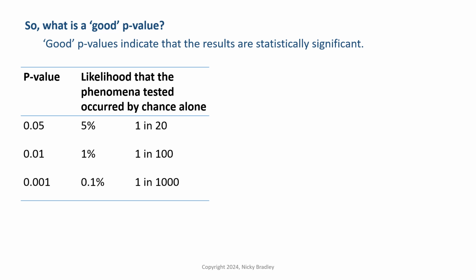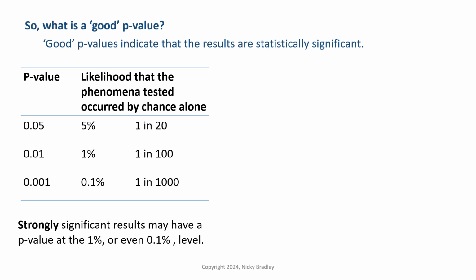Going even smaller, if you have a 0.001 p-value, it's a 0.1%. In other words, 1 in 1,000 probability that the results were due to chance alone. So if you were a researcher, you'd be very, very happy with a p-value at 0.001. That would mean that your results were strongly statistically significant. So strongly significant results may have a p-value at the 1%, which is 0.01, or even 0.1%, which is 0.001 level.